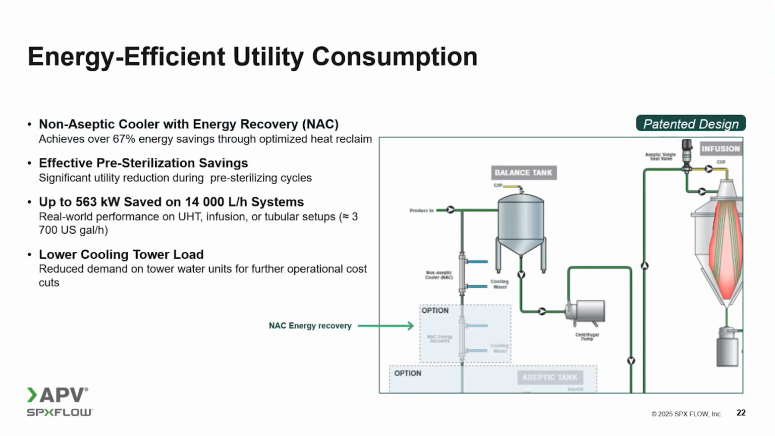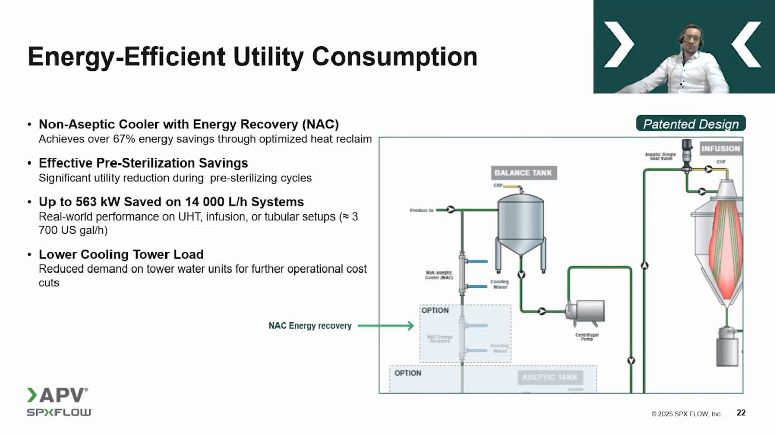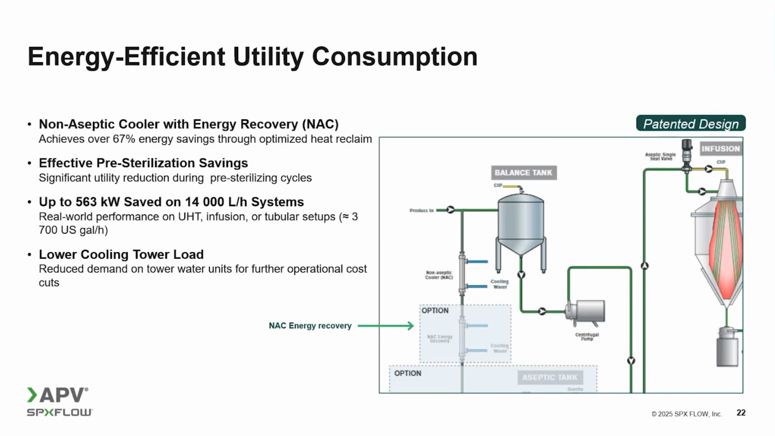Here we are highlighting our NAC system, the non-aseptic cooling system, which is recovering energy during the cooling and would help you to cut utility usage by around 67% during the sterilization phase. Just to give you a reference, for a 40,000 liters an hour line, that can mean a savings of around 563 kilowatts. It could also help you to lower the cooling tower load, and in that way we can reduce the cost during the pre-sterilization phase.